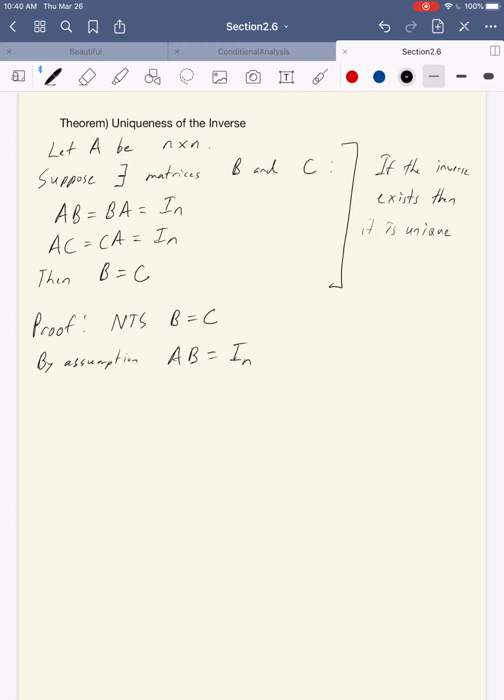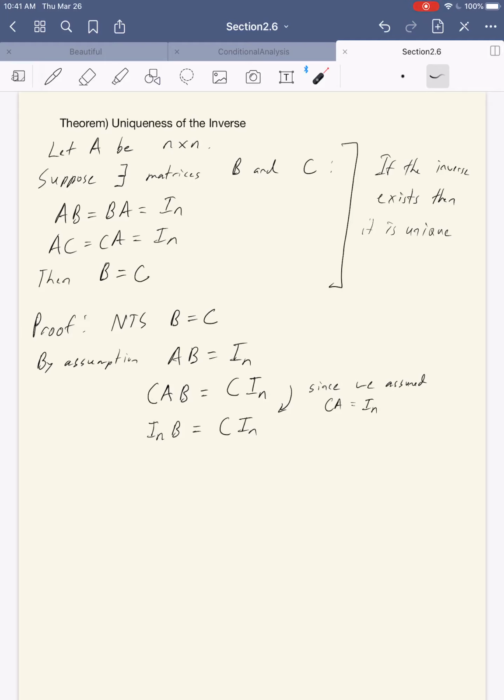Then we're going to multiply on both sides by C, but we're going to be careful here. We're going to multiply both sides on the left-hand side by C. So we get CAB equals CI_n. Now let's think a little about what we know. What do we know about this CA here? Well, by assumption, we know that CA equals I_n. So let's replace that and say that that's I_nB equals CI_n. And this step is since we assumed CA equals I_n.